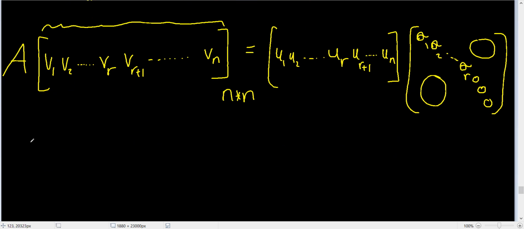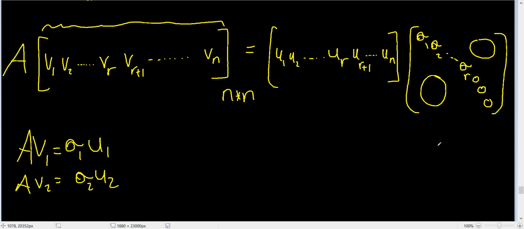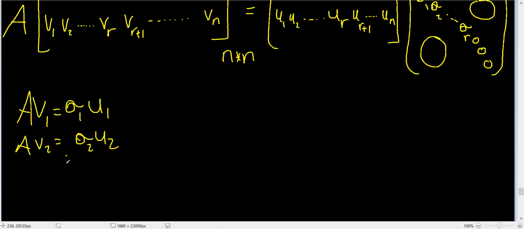And in this way I can have the following. I can have that A V1 is equal to sigma 1 U1, A V2 is equal to sigma 2 U2. This will continue until we finish all the vectors from the row space of our matrix A. So A VR is equal to sigma R UR.